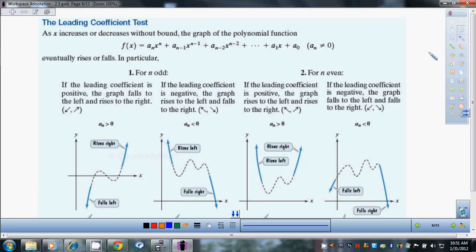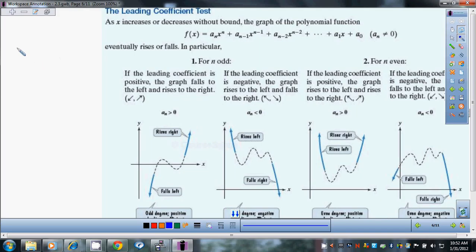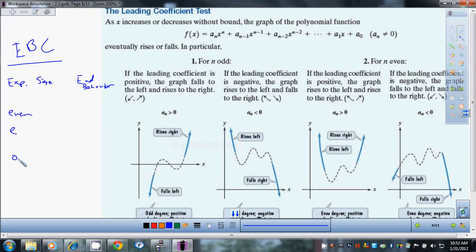Let's just make ourselves a little simple chart. We'll call it the end behavior chart, the EBC. So this is going to tell you the exponent, the sign of the leading coefficient, and finally end behavior. Exponent, sign, and behavior. There's only 4 possibilities total in this whole chart. The first 2 are that the exponent is even. The last 2 are that the exponent is odd.